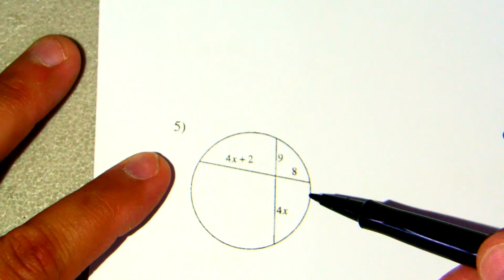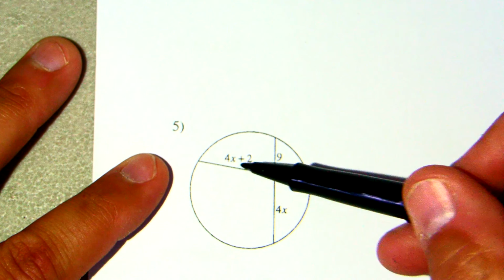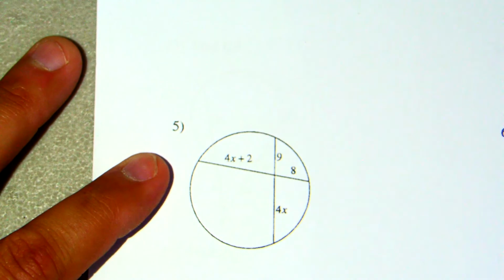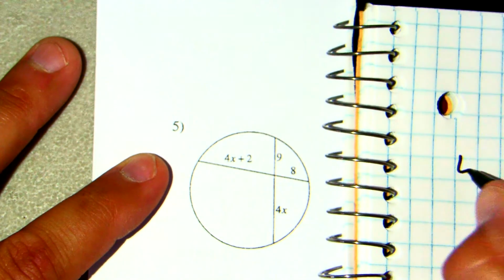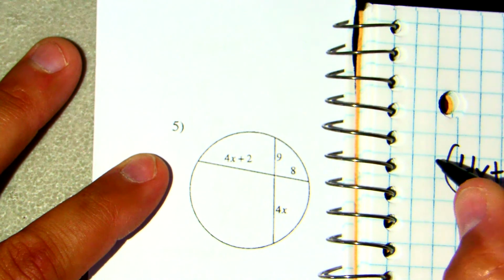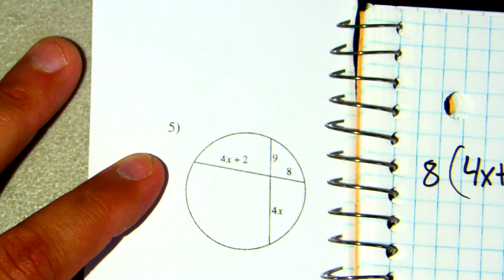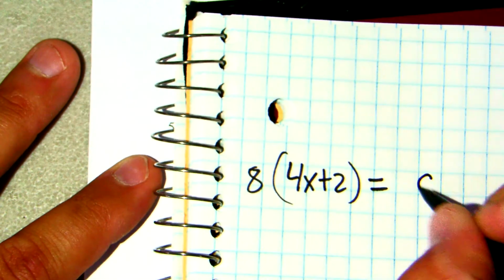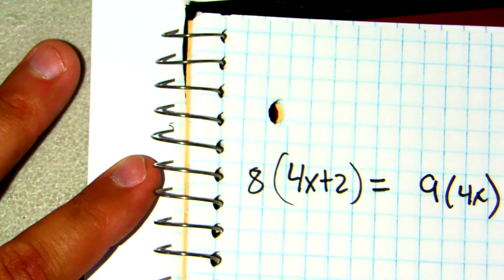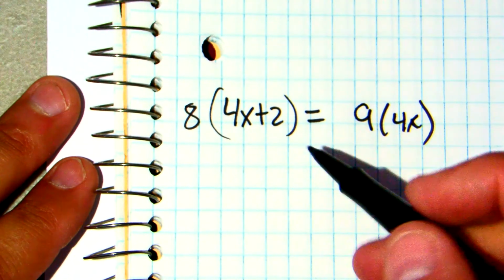It covers the problems like we went over in class, such as this, where it is a chord and a chord, where you multiply. So, for instance, in this one, we would say 4x plus 2, times 8 is equal to 9 times 4x. So, those are the two chords that we set equal to each other, the product.